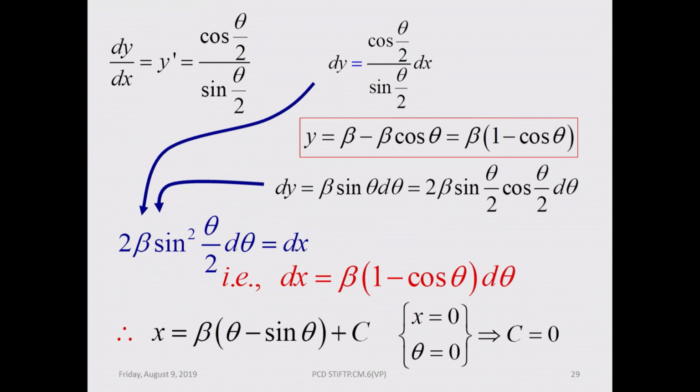You can determine that constant of integration by recognizing that at x equal to 0, theta must be 0. So by putting that condition, you determine what that constant of integration must be, and that constant of integration obviously turns out to be 0. So now you have got the relationships both for x as well as y. So y is in this box, and x is over here with c equal to 0.